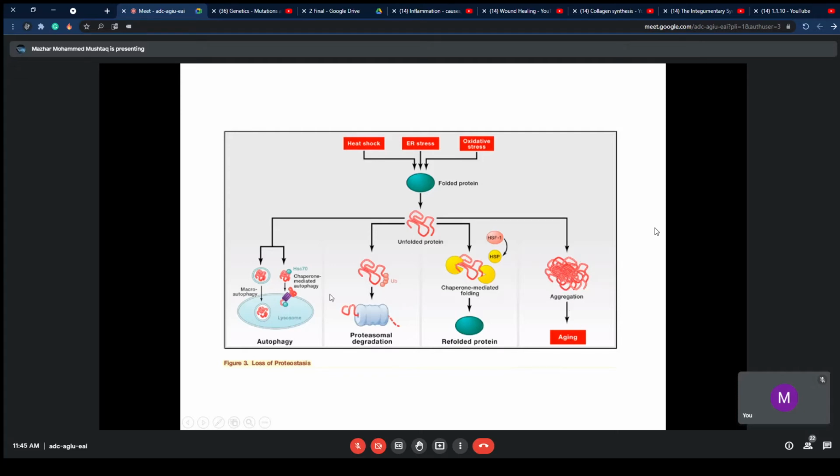So these are the things that are going to repair or remove the unfolded, or not properly folded, protein. But somehow, if these are not doing their job, ultimately these unfolded proteins are going to get accumulated in the cell, and that would result in the aging of the cell, and hence the phenotype would be disturbed.